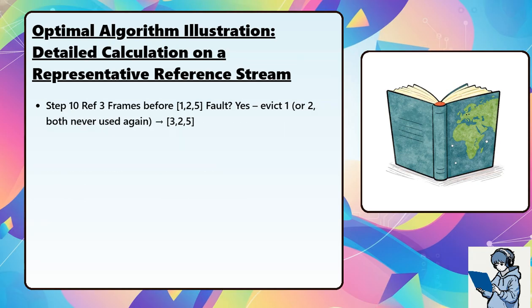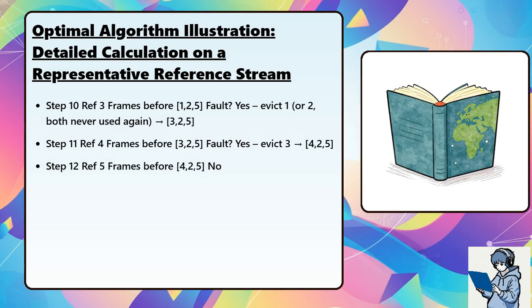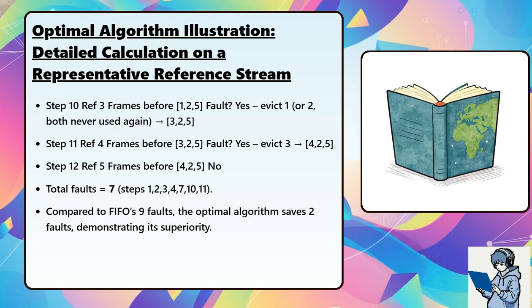Step 10: reference 3, frames before [1, 2, 5], fault yes, evict 1 or 2, both never used again, to [3, 2, 5]. Step 11: reference 4, frames before [3, 2, 5], fault yes, evict 3 to [4, 2, 5]. Step 12: reference 5, frames before [4, 2, 5], no fault. Total faults equals 7, at steps 1, 2, 3, 4, 7, 10, 11. Compared to FIFO's 9 faults, the optimal algorithm saves 2 faults, demonstrating its superiority.